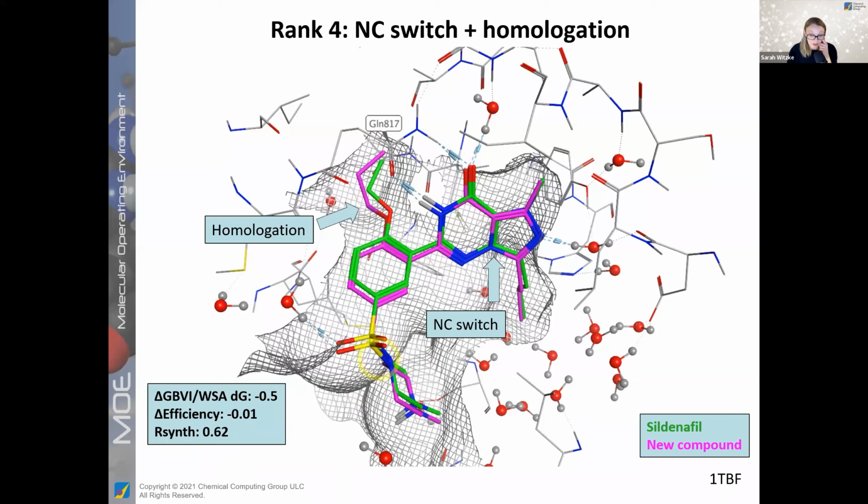Here's one of the other ones. Again, the homologation up in that subpocket, and the NC switch again sits really nicely, as we also know because vardenafil sits really nicely. Slight increase in affinity again, very similar RSynth score.